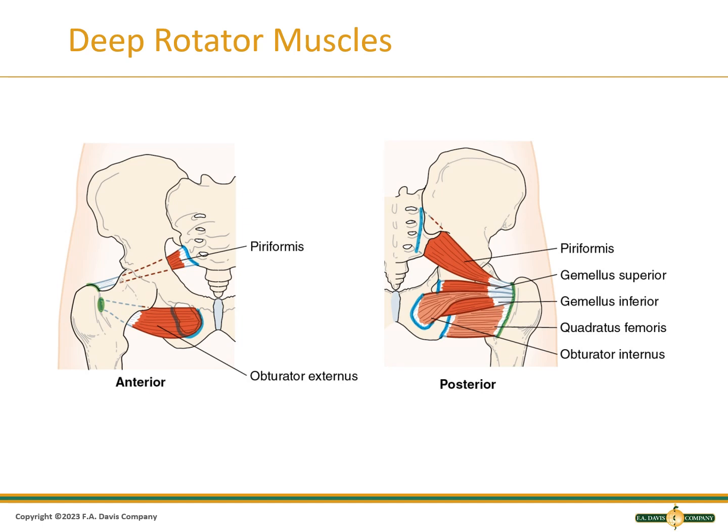Our deep rotator muscles are going to encompass all of the muscles that you see here, though I'm willing to bet that you are probably only really familiar with the piriformis that's shown here. So our deep rotator muscles, we're looking at piriformis, obturator externus, gemellus superior, gemellus inferior, quadratus femoris, and obturator internus.